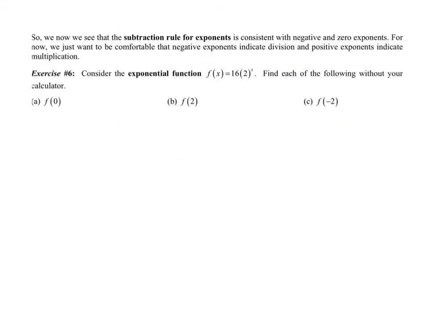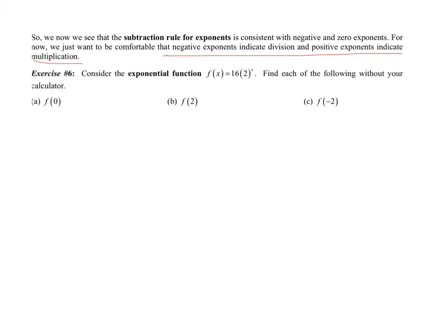So, we now see that the subtraction rule for exponents is consistent with negative and zero exponents. For now, we just want to be comfortable that negative exponents indicate division and positive exponents indicate multiplication. This is a great sentence in closure to put into our WSQ.